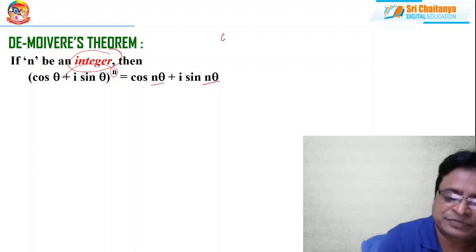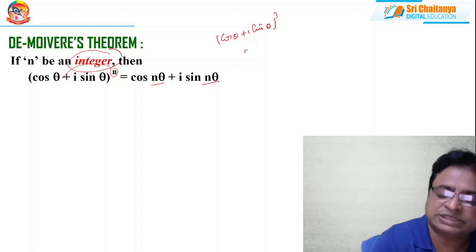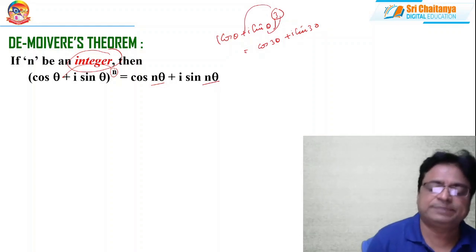So what is (cos theta plus i sin theta) whole cube? Simply you can write this as cos 3 theta plus i sin 3 theta. What I am doing, just to multiply this with theta. So this is the easy way to write for n as an integer.